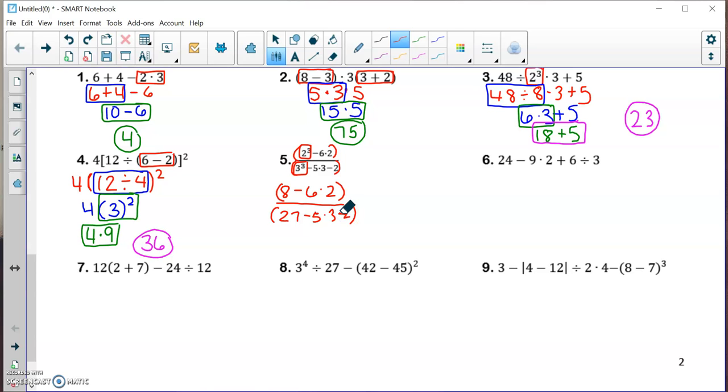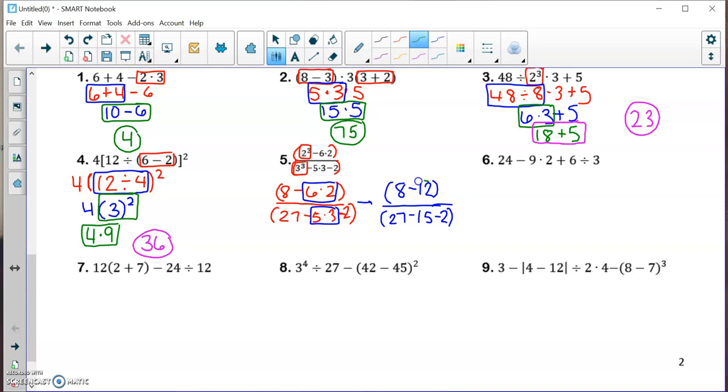All right, now in my numerator, I'm going to take care of the multiplication, which is the 6 times the 2. In my denominator, I'm also going to take care of the multiplication, which is a 5 times a 3. So I wind up with an 8 minus a 12 all over a 27 minus a 15 minus a 2.